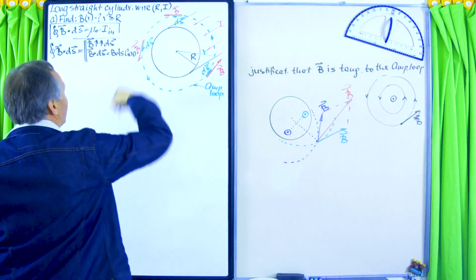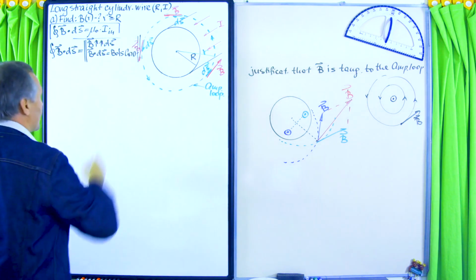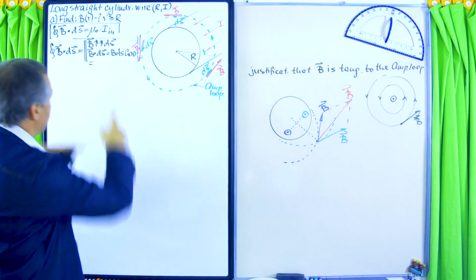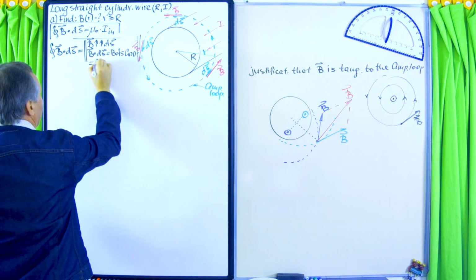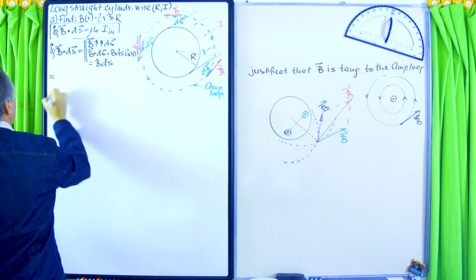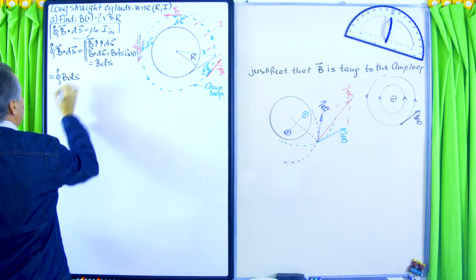Now let me close the explanation box. And actually, cosine of 0 degrees is 1. So as a result, we have just a product of the magnitudes B and ds. Okay, so now I can continue. Integral over the closed loop, B ds.